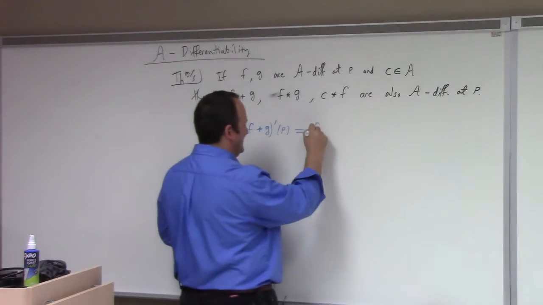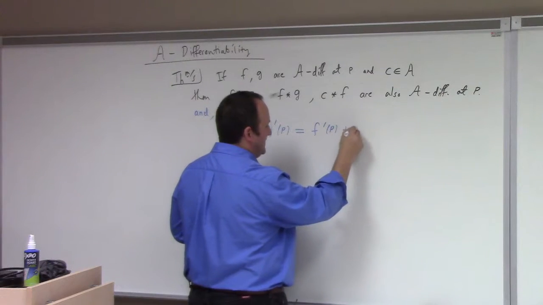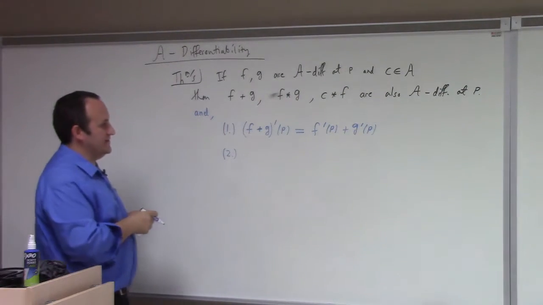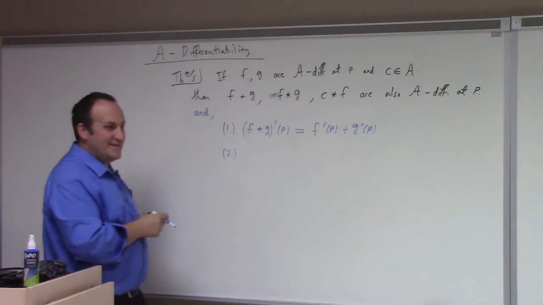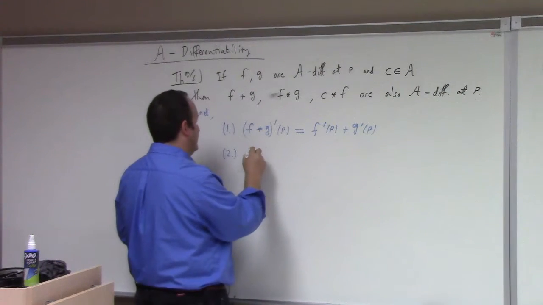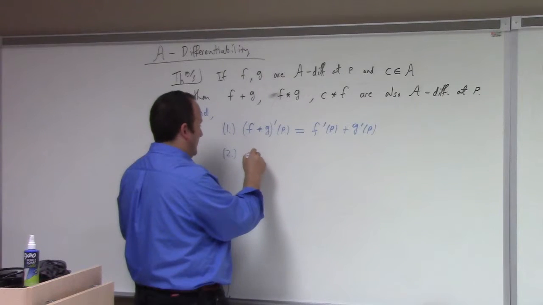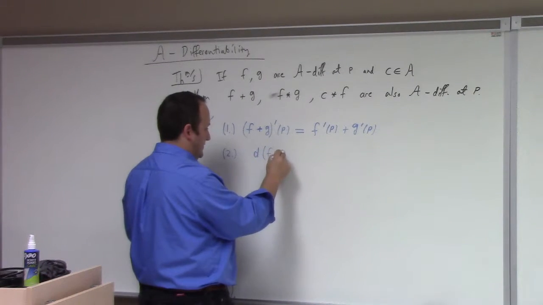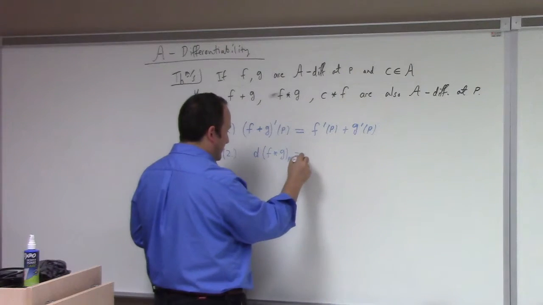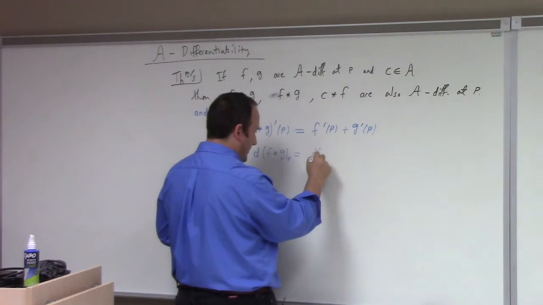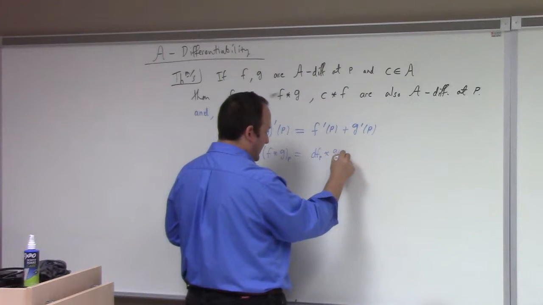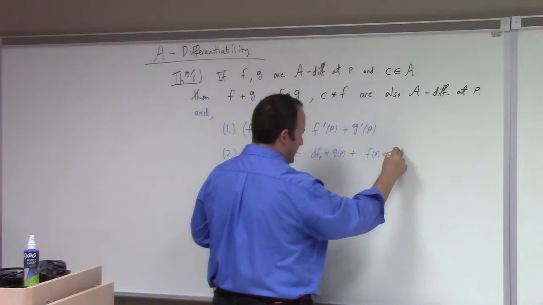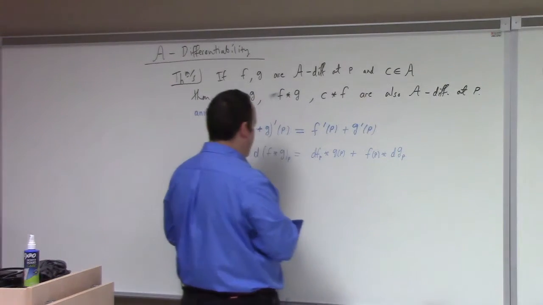Very good. We have a winner. f prime of p plus g prime of p. Yeah, it would be very disconcerting if that were not the case, wouldn't it? Now, 2: d of f times g at p is equal to df at p times g of p plus f of p times dg at p, like that.